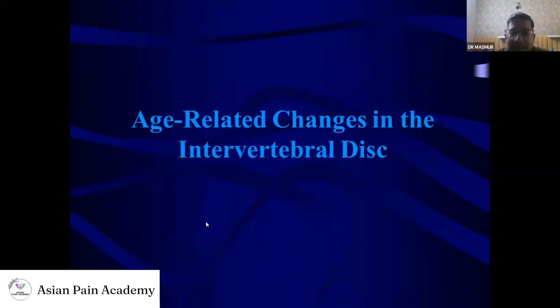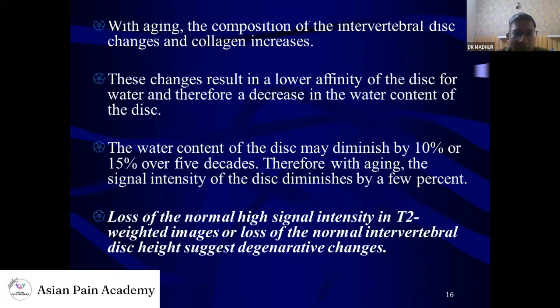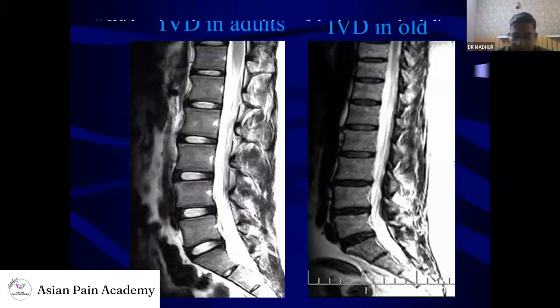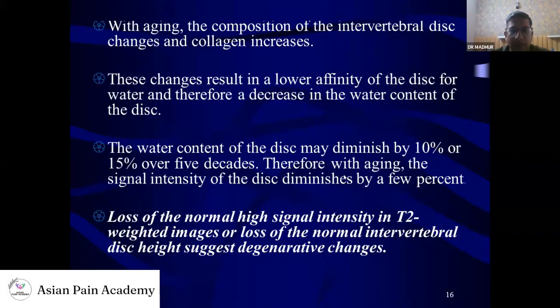Now we will discuss some age-related changes in the intervertebral discs. With aging, the intervertebral disc changes in appearance and collagen increases. These changes result in a lower affinity of the disc for water and therefore a decrease in the water content of the disc. The water content of the disc may diminish by 10% or 15% over 5 decades. Therefore, with aging, the signal intensity of the disc diminishes by a few percent. Loss of the normal high signal intensity, which we have seen on T2 weighted images, or loss of normal intervertebral disc height suggests degenerative changes within the disc.